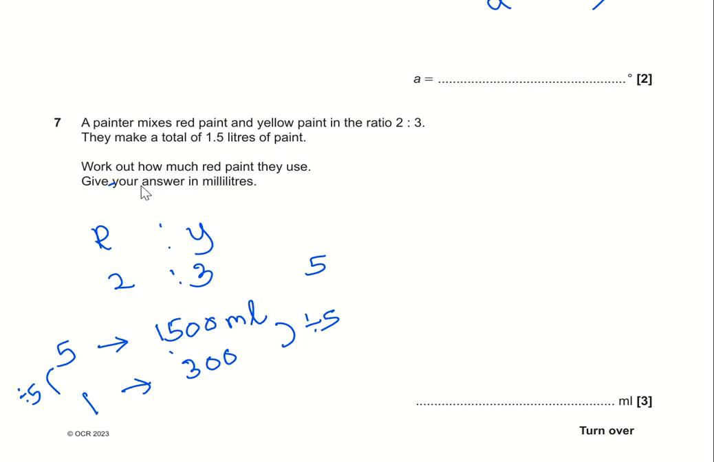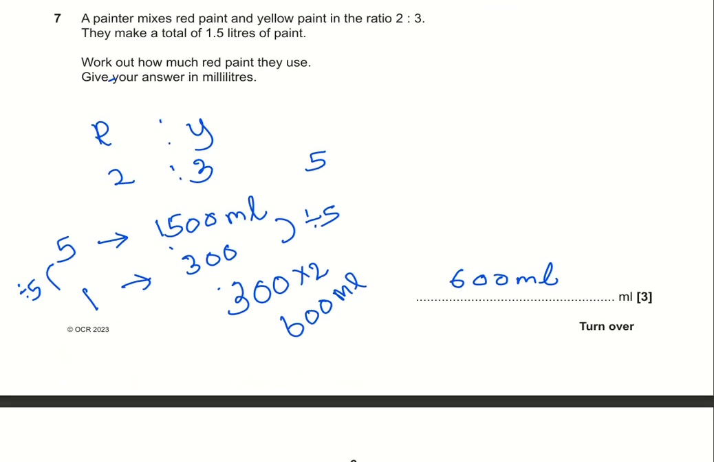Now they ask us to work out how much red paint. Okay, how many reds are there in the ratio? 2. So I'm gonna do 1 is 300 and then 2 is 300 times 2. You will get 600 milliliters. So my answer is 600 milliliters. Okay. So far so good. So we are gonna move to the next one.